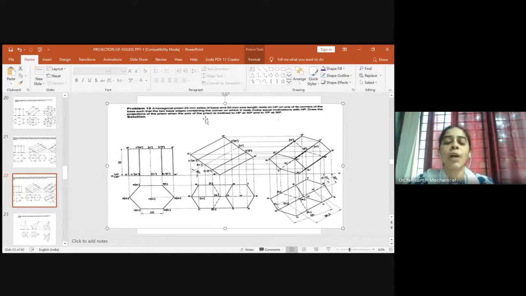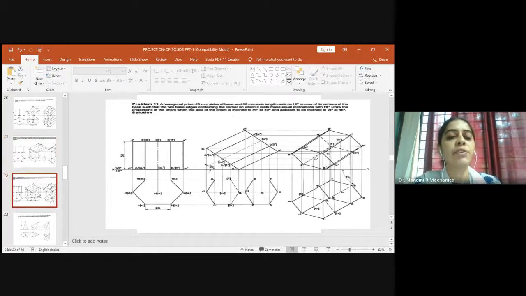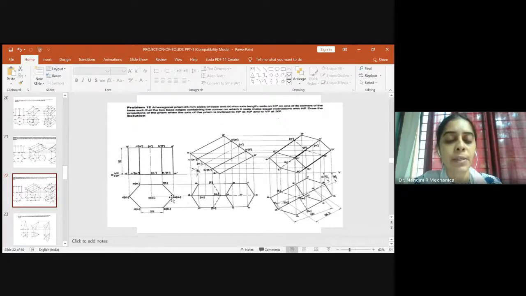So this is how you have to solve the problem on hexagonal prism when it is resting on one of its corner and the axis appears to be inclined, then you will solve in this way without beta angle. And if you have a problem on hexagonal prism resting on its corner when the axis is directly inclined to VP, then you have to determine the beta angle. So this completes the problem on hexagonal prism.